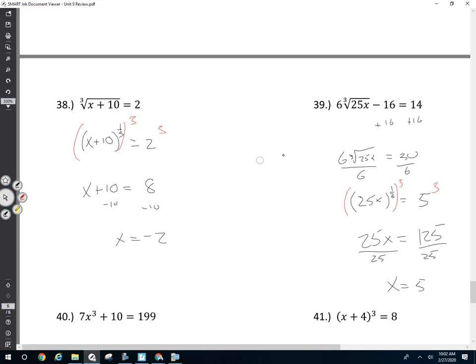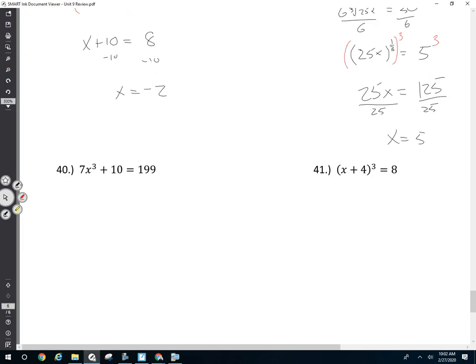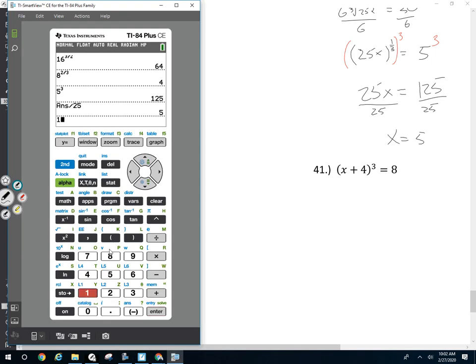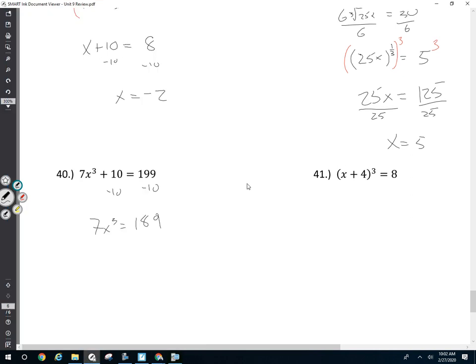Sweet. Okay, what about a cube? What do I do with a cube? 1/3 power, right? 1/3 power will undo what's going on. I got x cubed equals 189. Gosh, what's 189 divided by 7? No way does that divide evenly. Am I right? Oh my goodness, 27.